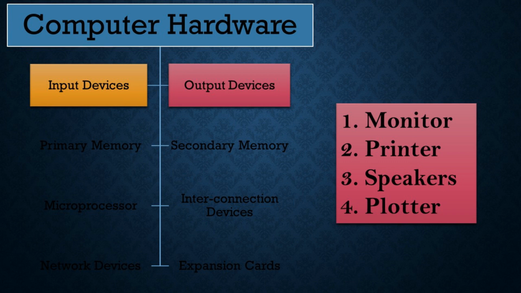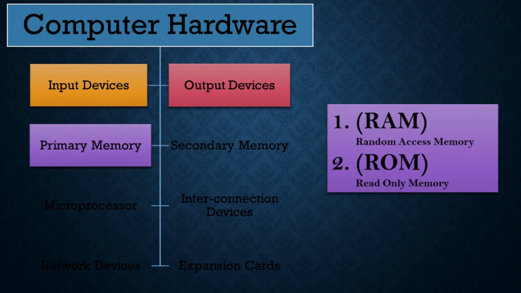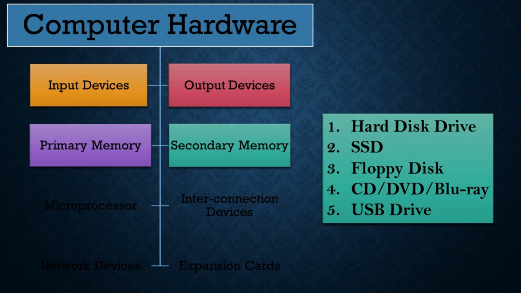Primary memory. The data or instruction stored in memory before the processing is called primary memory. This memory stores the data electronically. There are two types of main memory, RAM and ROM. Secondary memory. Secondary memory is used to hold data or information permanently. It is non-volatile in nature. Some commonly used secondary storage devices are magnetic tape, magnetic disks, optical disk, and so on.